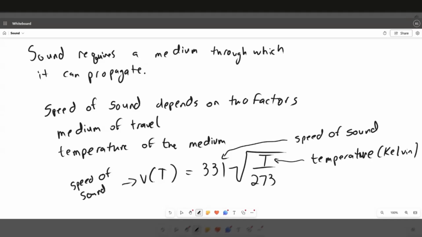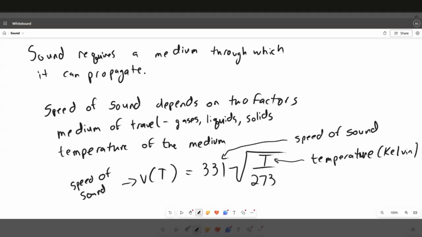And we talked about the medium of travel. So sound can travel in gases, liquids, and solids. And so you can imagine something like water. So water can exist in a gas form, in a liquid form, or in a solid form. And so the speed of sound will change even though it's the same H2O molecule. The state of matter, whether it's a gas, a liquid, or a solid, will change the speed of travel through that H2O, and also the temperature of the H2O will change the speed of sound.